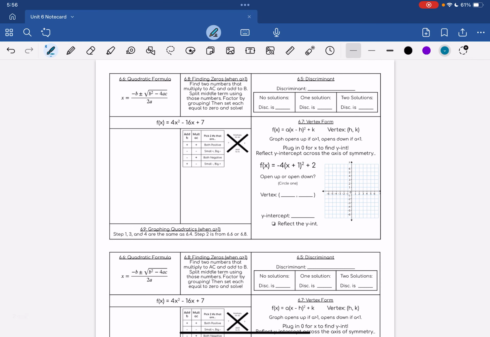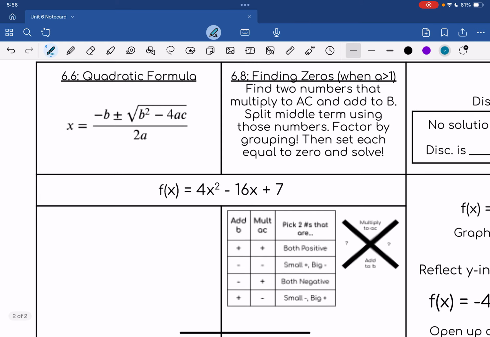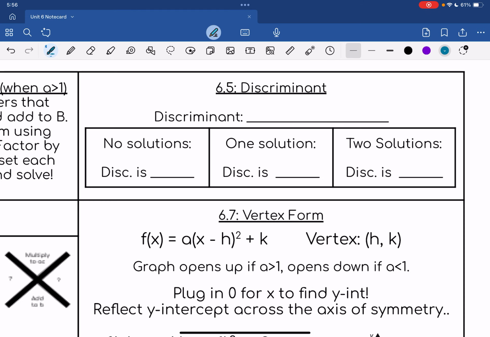So on the back side of the note card, we again have some stuff combined together. So 6.6 and 6.8 is two ways to do the same thing. Let's do the discriminant first because discriminant goes before 6.6. Sorry. So discriminant is b squared minus 4ac. We don't have an example of just the discriminant because you do the discriminant within the quadratic formula, and we are really struggling for space on this note card.